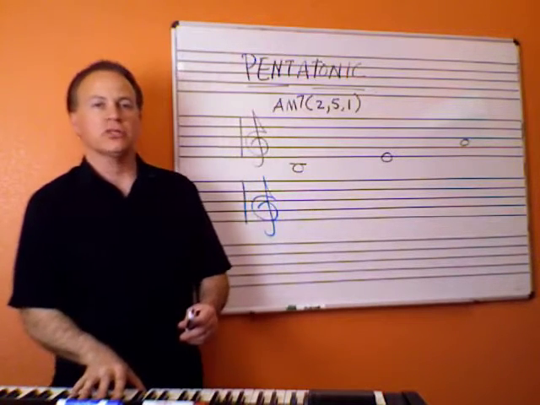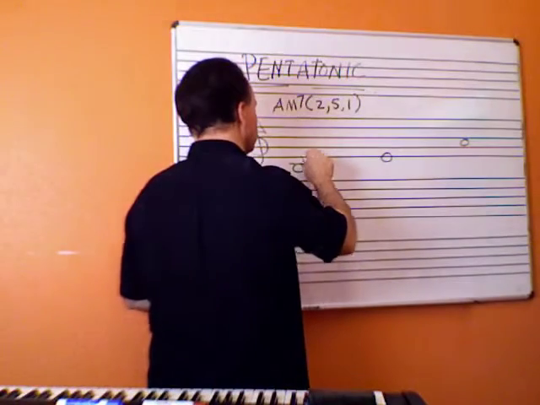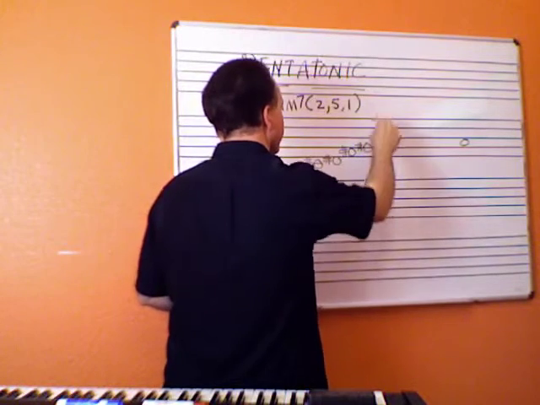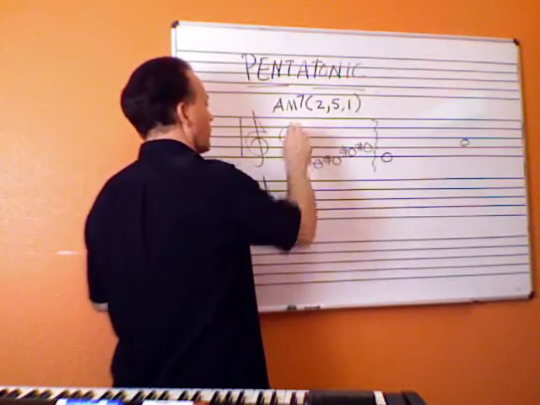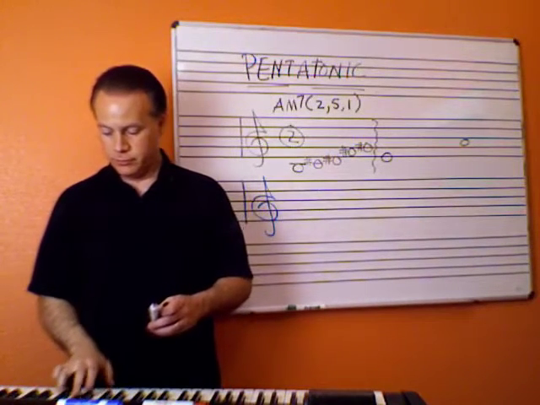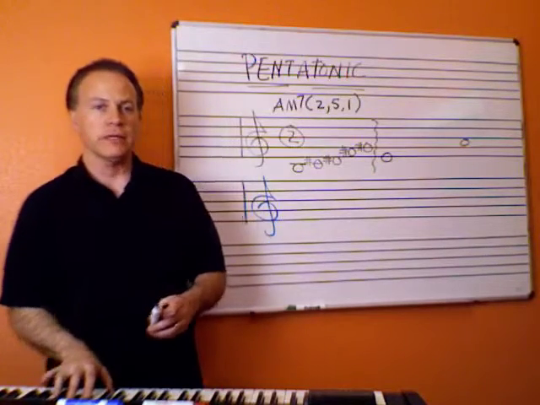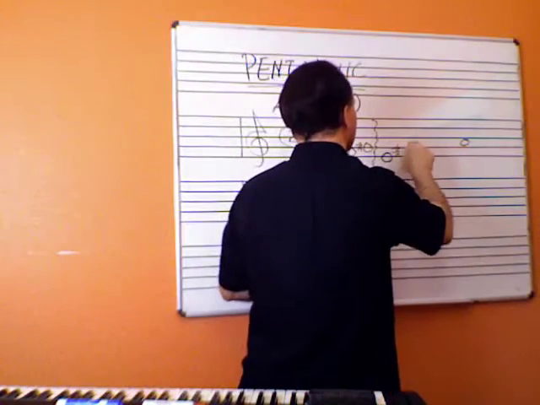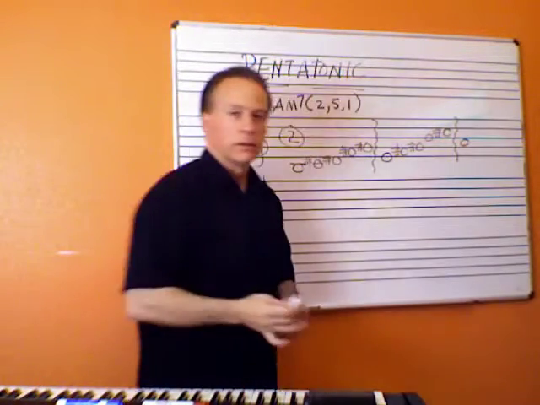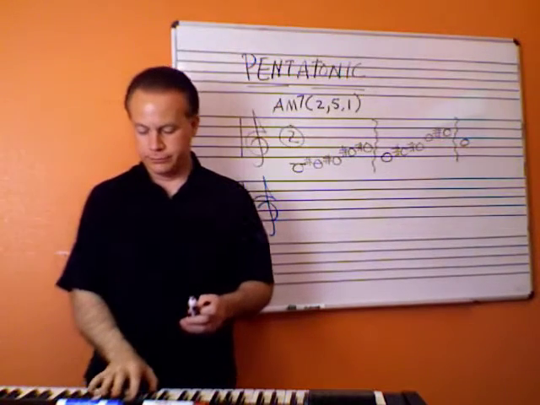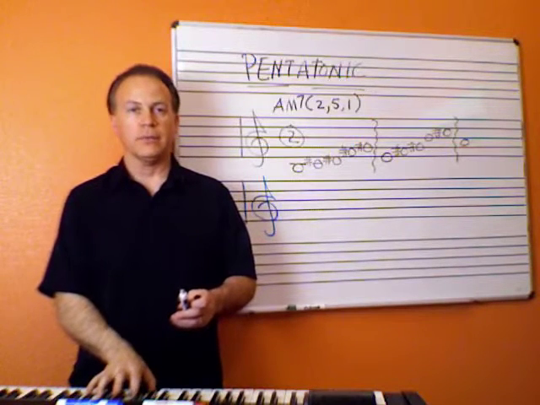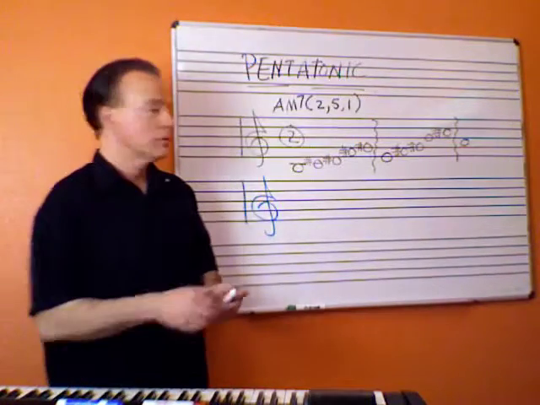B, C sharp, D sharp, F sharp, and G sharp. 1, 2, 3, 5, 6 of the E major scale: E, F sharp, G sharp, B, and C sharp. And 1, 2, 3, 5, 6 of the A major scale: A, B, C sharp, E, and F sharp.